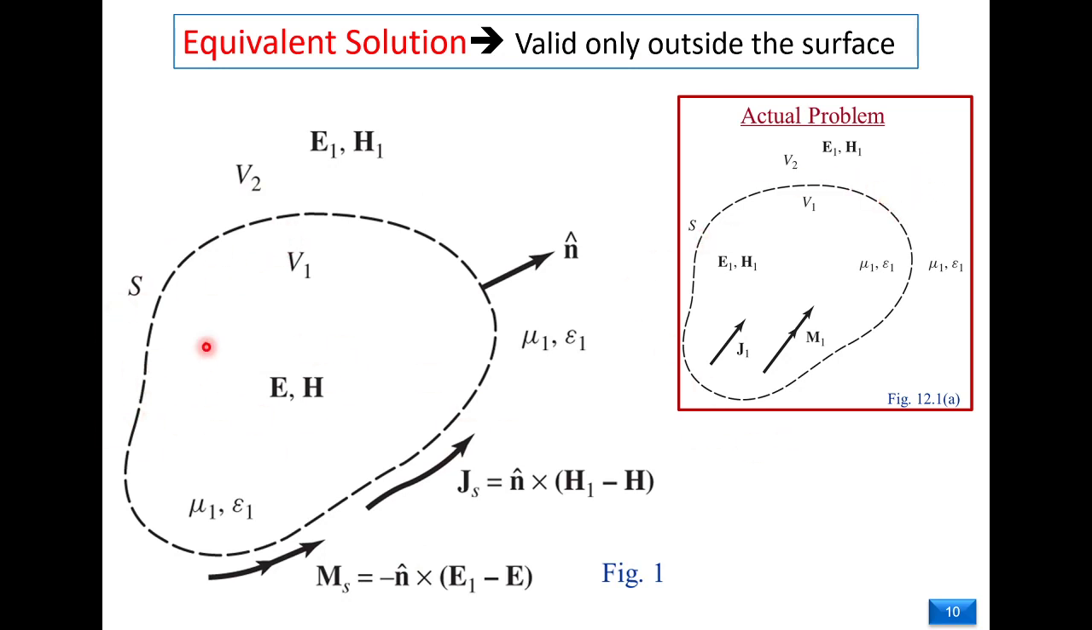Inside, we can do whatever modification we want, and notice that the sources in the actual problem don't exist in the equivalent problem. So the only sources that we have in the equivalent problem are the surface currents. So the solution of this problem is the same as the solution of the equivalent problem, but only in region 2, outside this imaginary surface. So this is how the application of the equivalence principle looks.